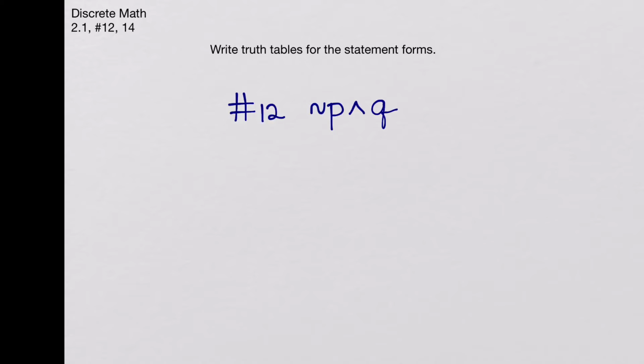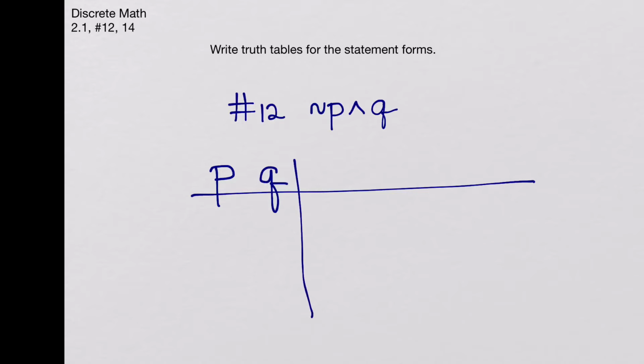In this problem, I'm creating a truth table for the statement form not P and Q. So I'll start constructing my truth table by taking the unique variables that we have, and that's P and Q, and making a table around those two variables.